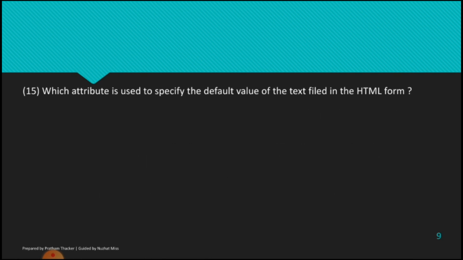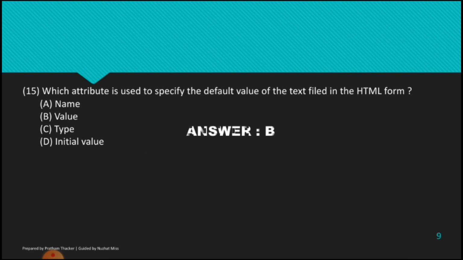Question number 15. Which attribute is used to specify the default value of the text field in the HTML form? Option A name, option B value, option C type, or option D initial value. Answer is option B value.